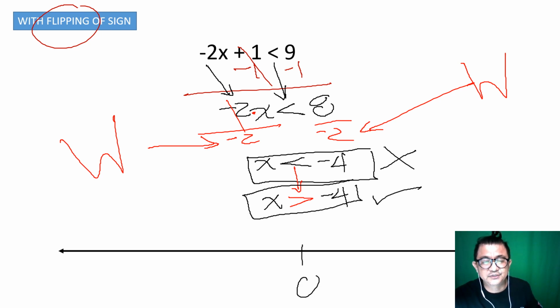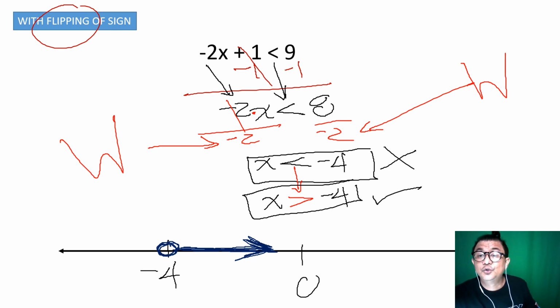So if my 0 is here, my negative 4 will be on the left side, okay? What type of circle will I do? Closed or open? It's open because there is no equal sign. And the greater number goes to the right or to the left? It goes to the right. So all the numbers greater than negative 4, until you reach the positive, of course, up to positive infinity, will be the solutions.